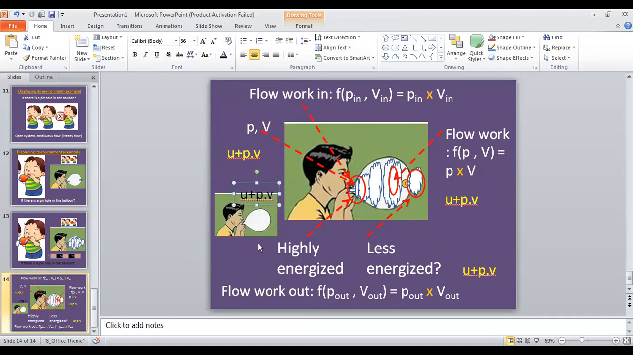That's why finally it becomes a property. It becomes a thermodynamic property, a property of state. That's why it finally becomes a definition, U plus PV. No matter whether it displaces the surroundings or environment or not, you can still have U plus PV. Then it becomes a definition.